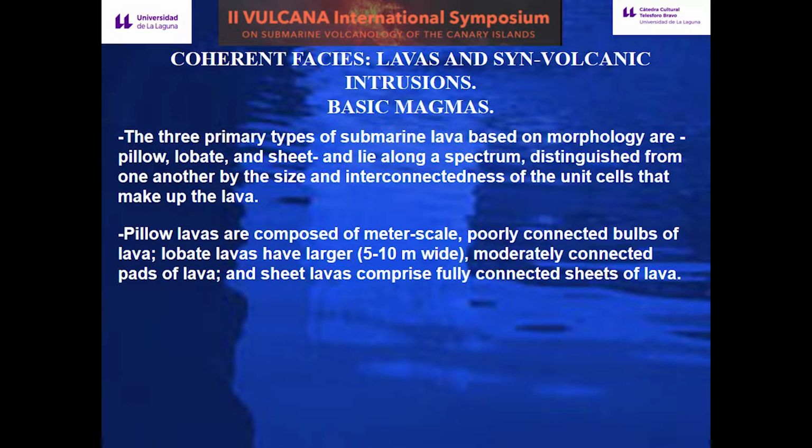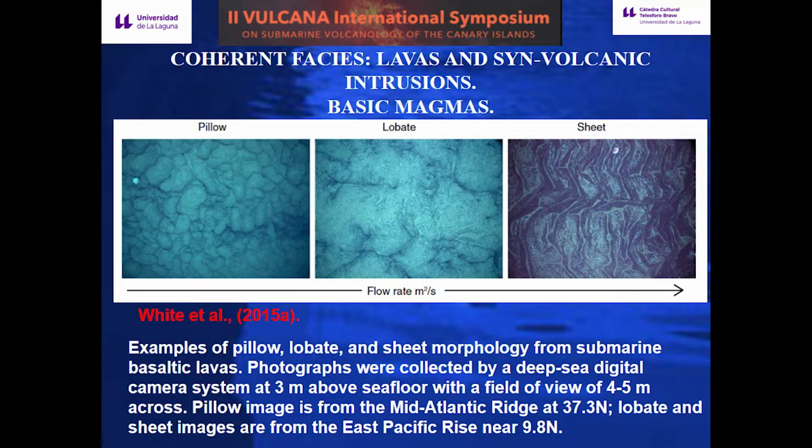The three primary types of submarine lava based on morphology are pillow, lobate, and sheet, and lie along a spectrum distinguished from one another by the size and interconnections of the unit cells that make up the lava. Pillow lavas are composed of meter-scale, poorly connected lobes of lava. Lobate lavas have large, 5 to 10 meter wide, moderately connected patches of lava, and sheet lava comprises fully connected sheets of lava. This is a photograph of the different types of lava flow.